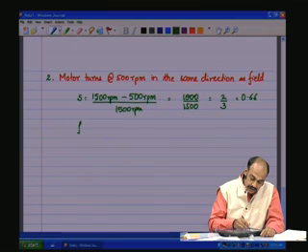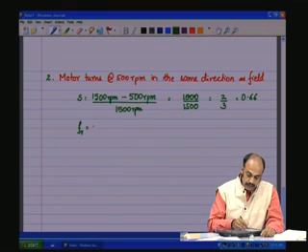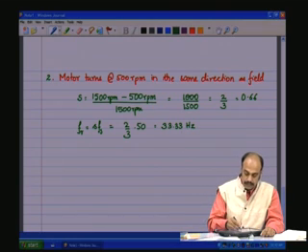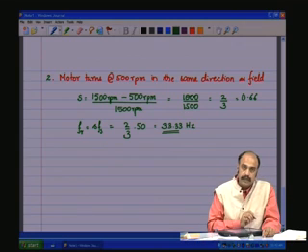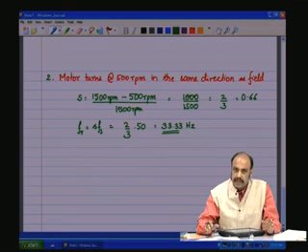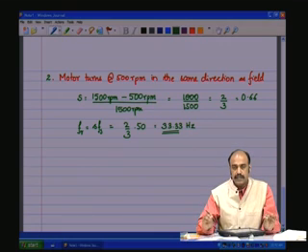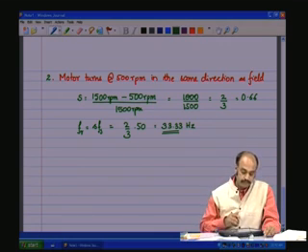Now what is the rotor frequency? Fr is equal to slip times the stator frequency Fs, which is 2 by 3 into 50, and that is 33.33 hertz. This is at 500 RPM, in the same direction as the field. This means that the motor is motoring in its regular manner. The speed is lesser than the synchronous speed.